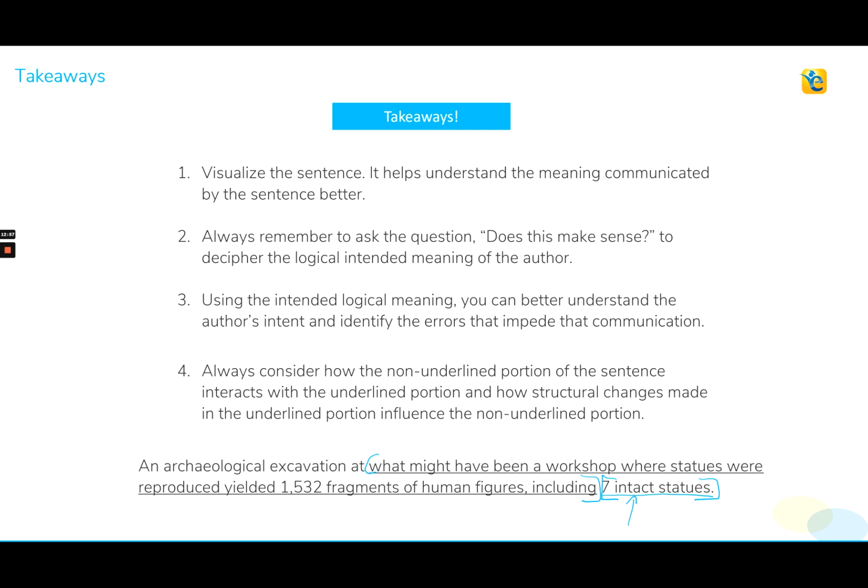But when we focus on the sentence in its entirety and we plug the answer choices in the sentence, that's when we understand that the usage of including is so very absurd in this sentence and it doesn't make any sense. Right? So it's very, very important that you don't only fix your attention on the underlined portion of the sentence, but you actually analyze the sentence in its entirety to understand the logic of the sentence.